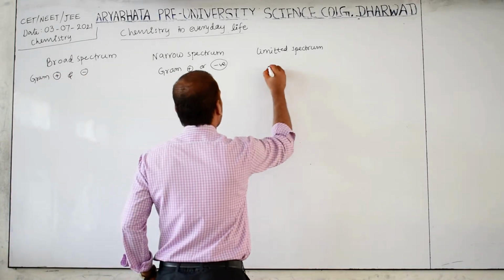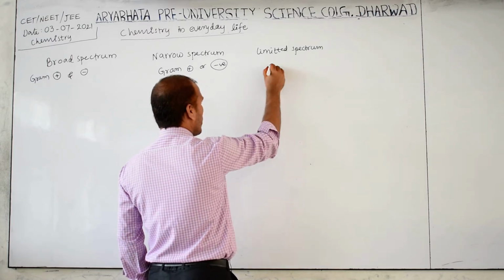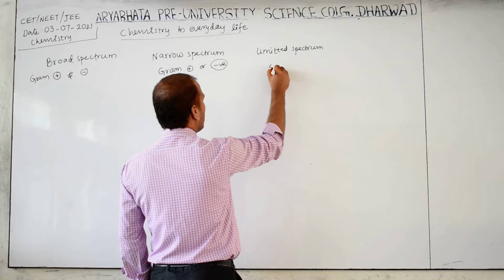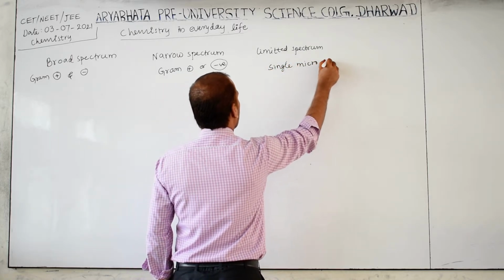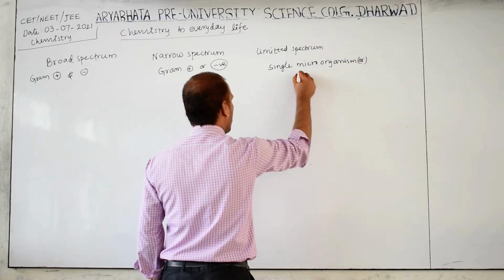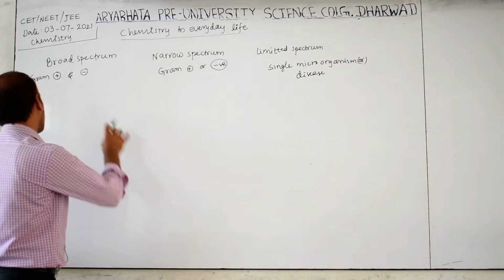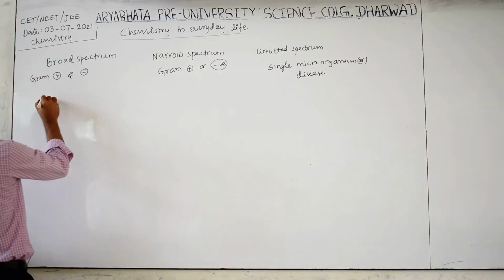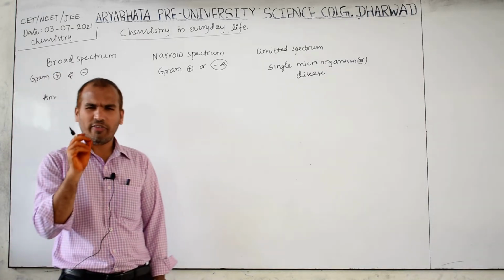Narrow spectrum will destroy or prevent a single microorganism or disease. The examples are important in this chapter. Keep in mind the definition and examples.